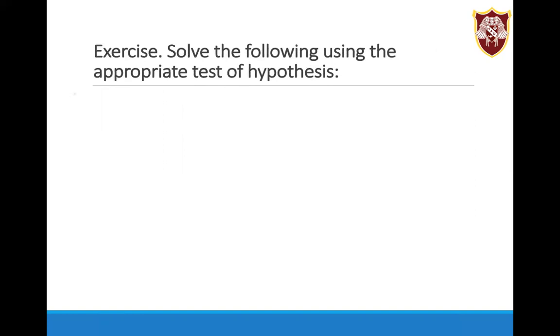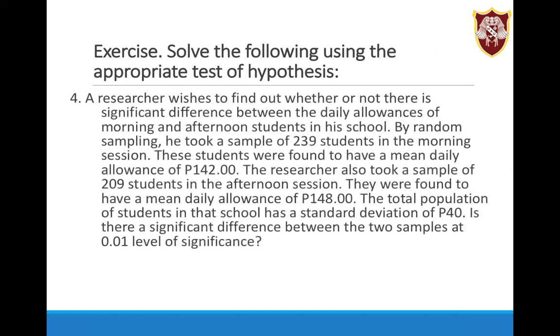Okay. So for our last example on hypothesis testing, a researcher wishes to find out whether or not there is a significant difference between the daily allowances of morning and afternoon students in his school. By random sampling, he took a sample of 239 students in the morning session. These students were found to have a mean daily allowance of 142 pesos.